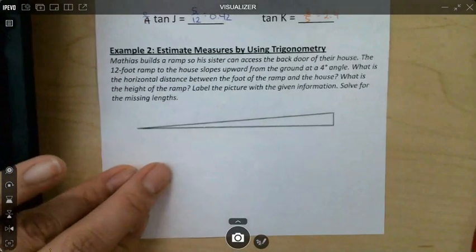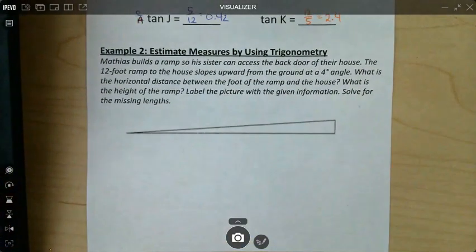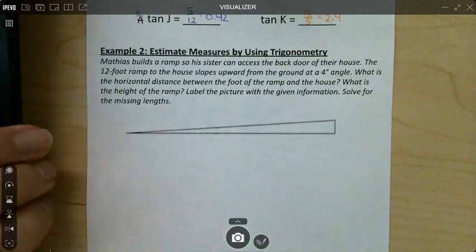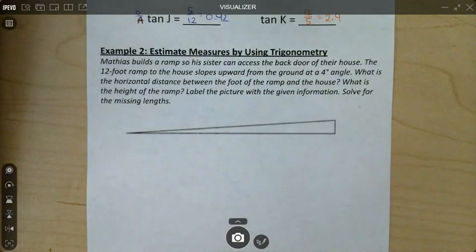Okay, so let's look at another example here. Now, we'll get into a little bit more practice with this later, but we can use trig to solve for missing sides. So far we know how to solve for missing sides using Pythagorean theorem. We know how to solve for missing sides using special right triangles. However, we know we can only do that in certain cases. So in this case, let's look at the information.